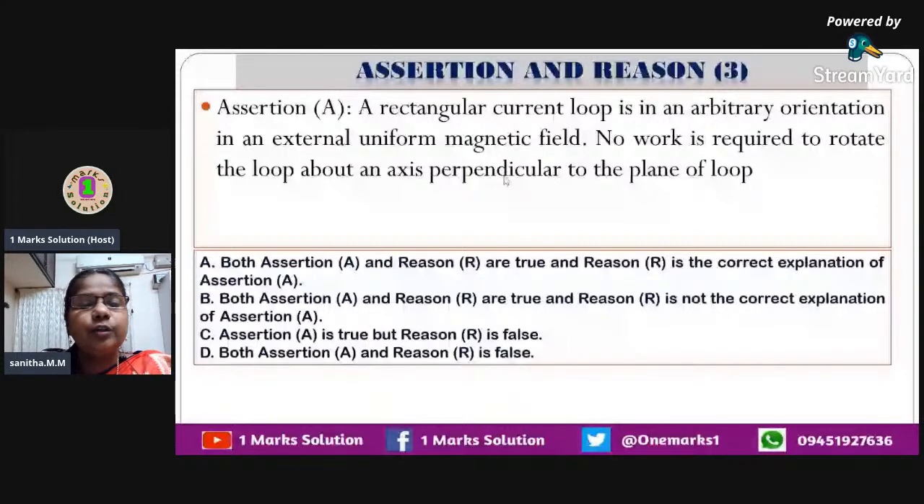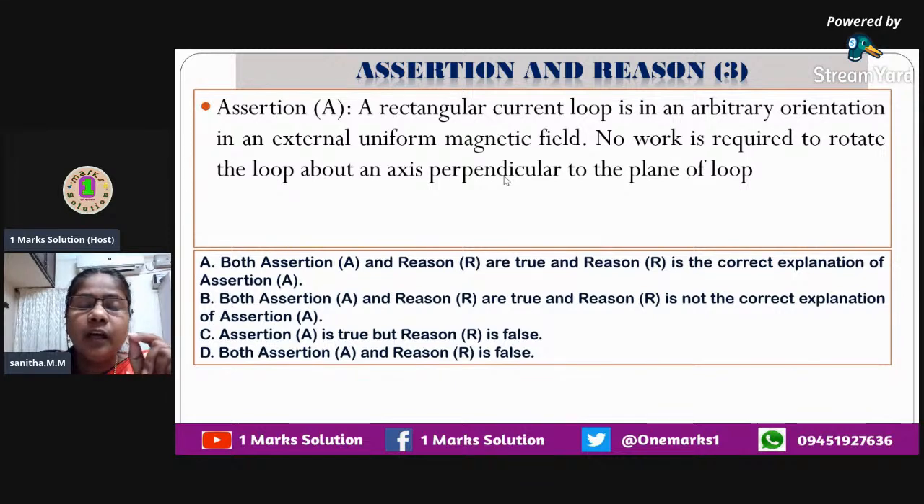No work is required to rotate the loop about an axis perpendicular to the plane of the loop. Why? Because when a circular loop, that means a rectangular loop, any loop we can say, is placed in a uniform magnetic field, it will experience a force. Tau is equal to NIAB sin theta. If theta is maximum, that means theta is 90 degrees, they get maximum torque and they will rotate.